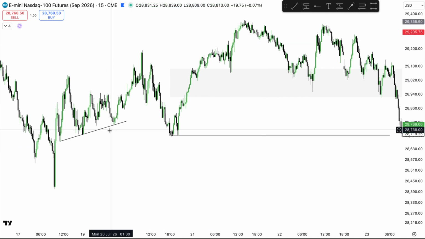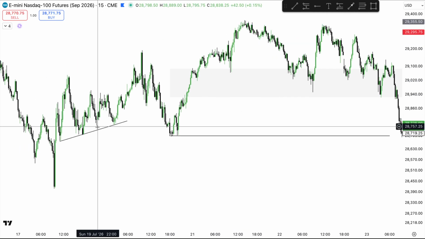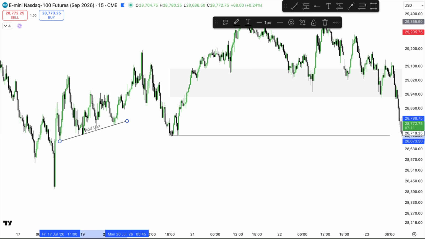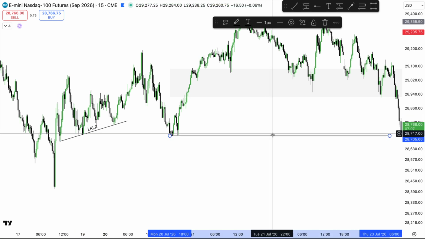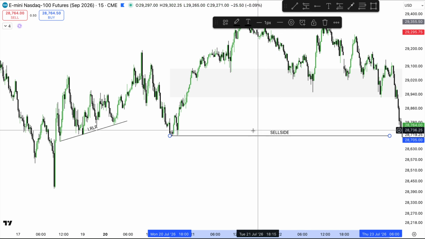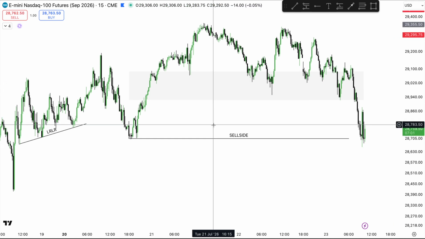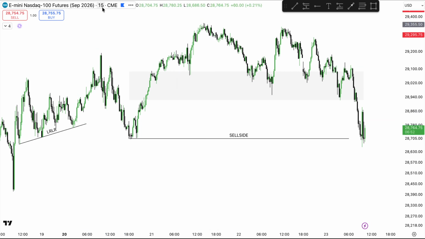Let me delete that. Let me write this out for y'all right quick. After you all determine the bias and where the liquidity is at, you want to drop down to a lower time frame. This is only if you trade inversion fair value gaps. I don't know what you all trade, but I'm just speaking on my model, inversion fair value gaps, my strategy.